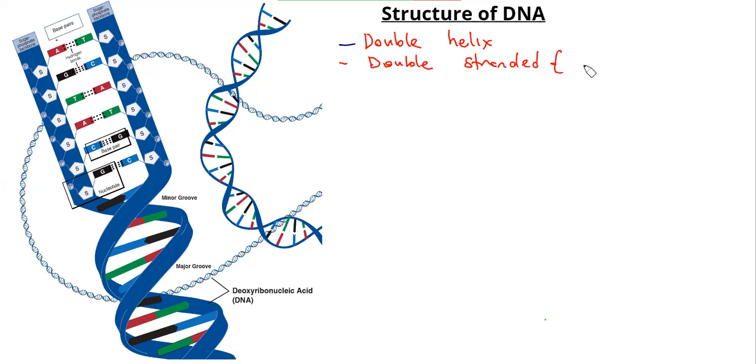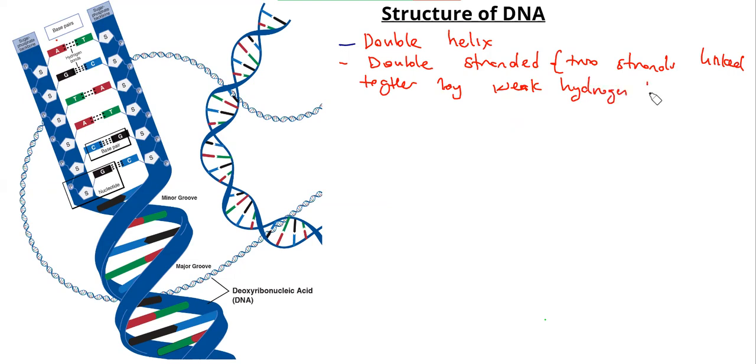So it constitutes of two strands linked together by weak hydrogen bonds. So it's linked together by weak hydrogen bonds. So that's what we see here. We can see that these are what we call two strands that are linked together. These are our two strands that are linked together.